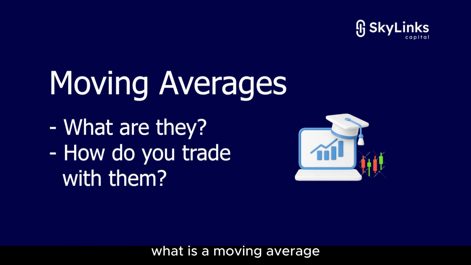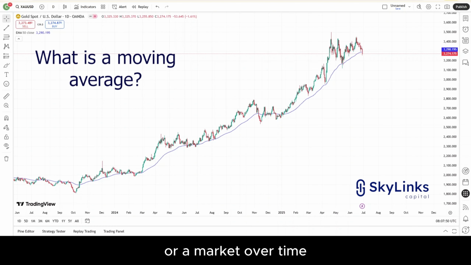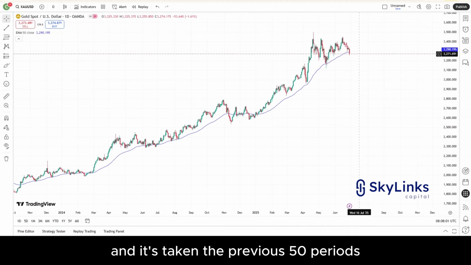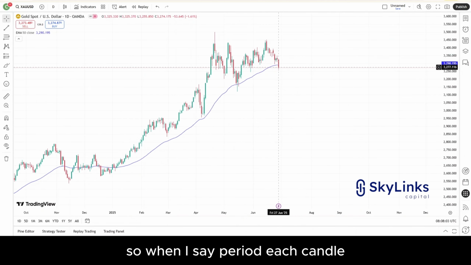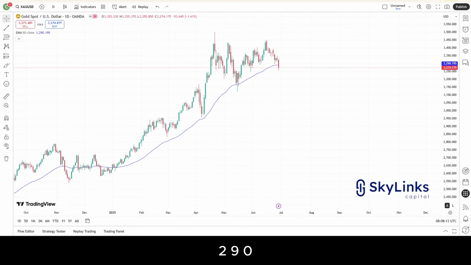What is a moving average? It's a line that represents the average of an asset or a market over time. We've got a moving average on. This is a 50 exponential moving average, and it's taken the previous 50 periods. So when I say period, each candle, it's averaged it and it's given me this price here, 3290.